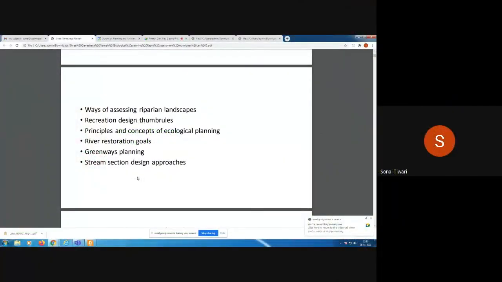In this bridge lecture, I'll be sharing some theoretical information on ways of assessing riparian landscapes, recreation design, some thumb rules, or how we can go about it, what theory says about how recreational areas are to be identified, principles and concepts of ecological planning, developing river restoration goals, and some insight into greenway planning and approaches. We will also be seeing certain case studies of stream edge redesign.